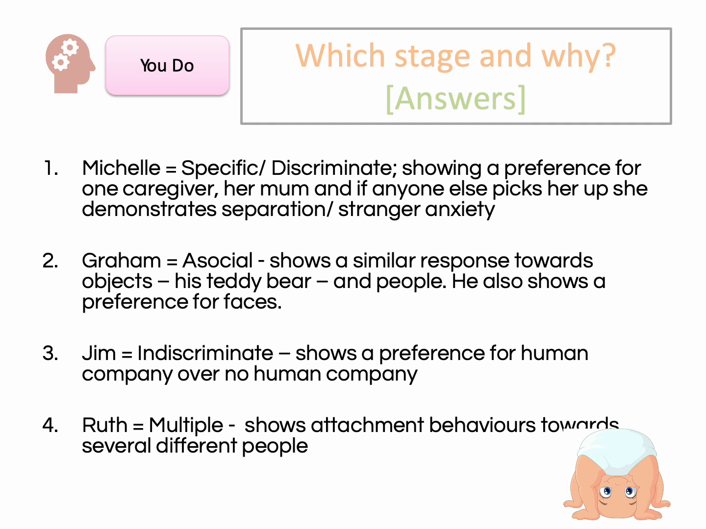Okay, so Michelle is in the specific or discriminate attachment stage. She's got a preference for one caregiver, which is her mom. If anyone else picks her up, she shows separation or stranger anxiety. Graham is asocial because he's got a similar response towards objects, his teddy bear, and people, but he does have a preference for faces. Jim is indiscriminate because he's got a preference for human company over no human company, so that's a more sociable stage. And then Ruth is multiple because she's got attachment behaviours towards lots of different people. She has separation and stranger anxiety from everyone she's attached to.